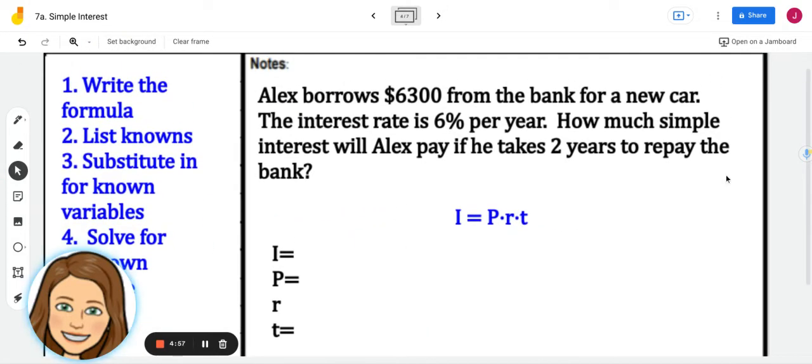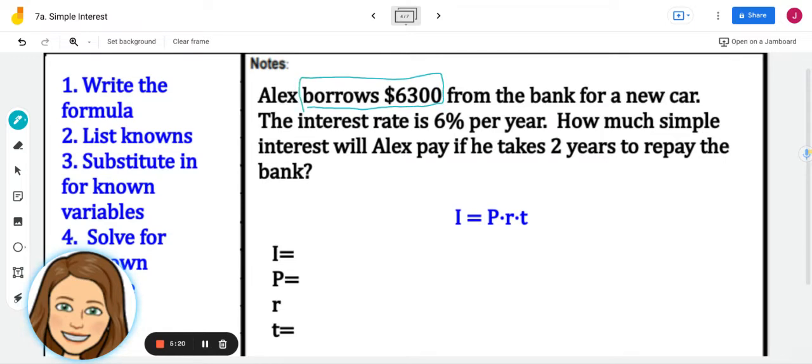Alex borrows $3,600 from the bank for a new car. The interest rate is 6% per year. How much simple interest will Alex pay if he takes 2 years to repay the bank? So sometimes you're borrowing money, and that's why the bank has to use people's money, right? So they have money to lend to people. So again, let's kind of mark the important things here.